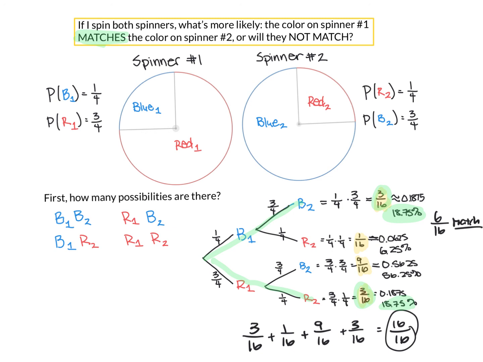And then for not matching, we would have this 625 and this 5625, because blue and red, red and blue, and that would get me 10 out of 16 not matching, which does mean that not matching is my more likely scenario. Let me know what questions you've got.